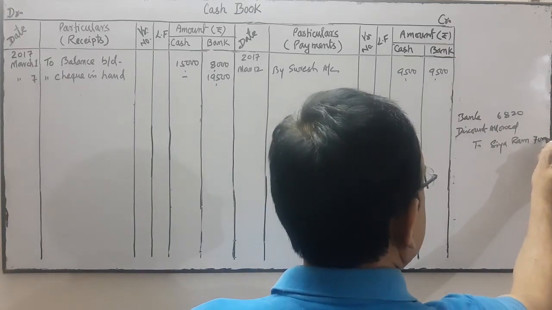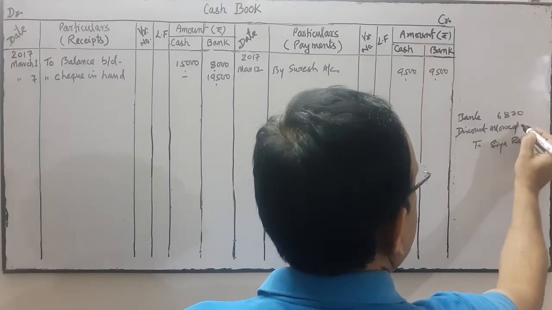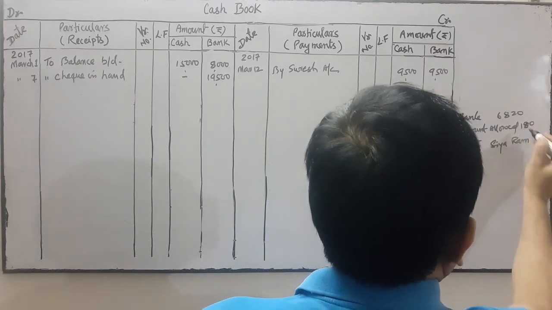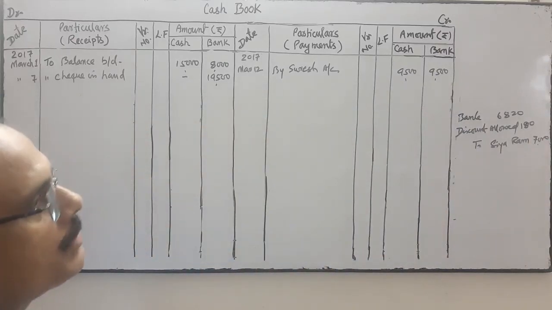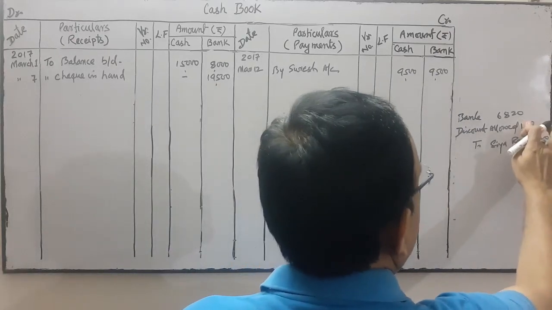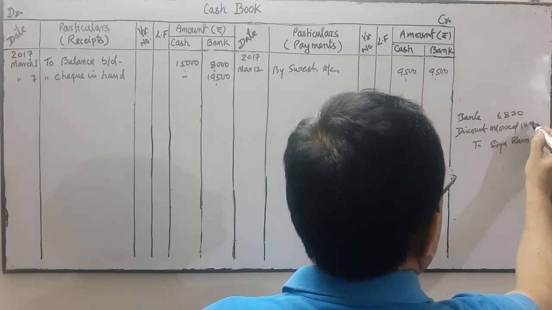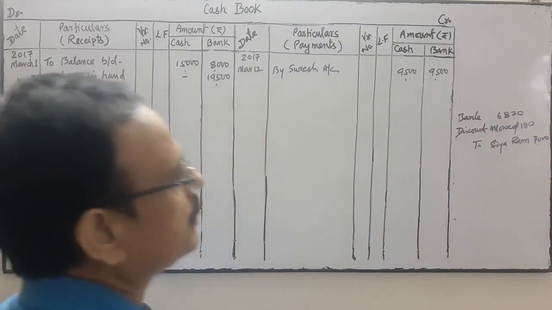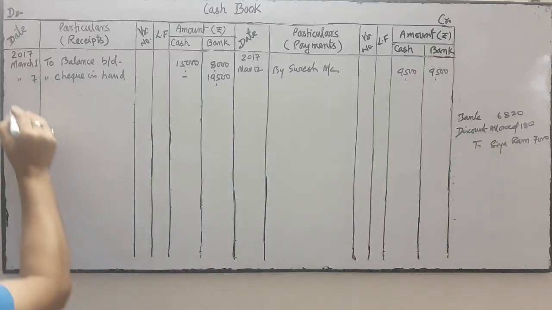of 7,000 is the due amount. He has given this much amount and the rest is your discount allowed. 180 is the discount allowed. Okay, so this entry will be recorded in the cash book.